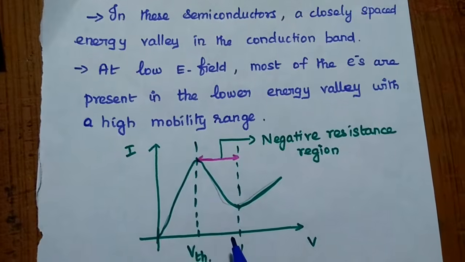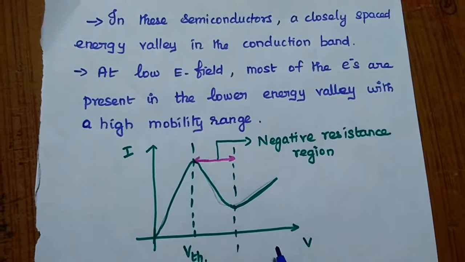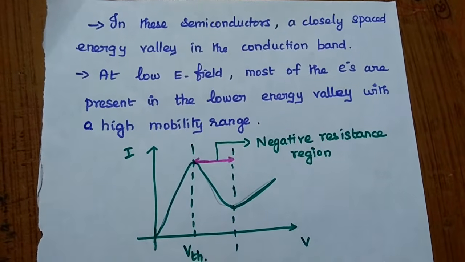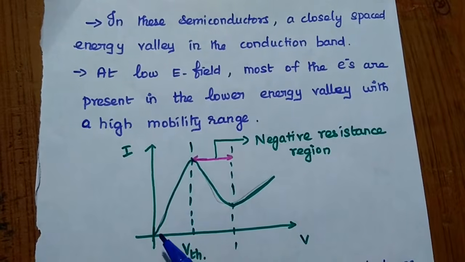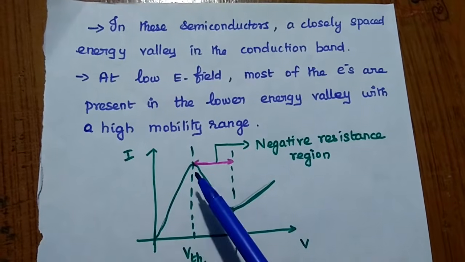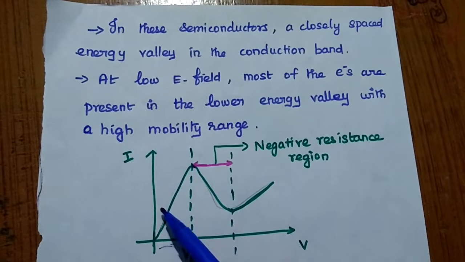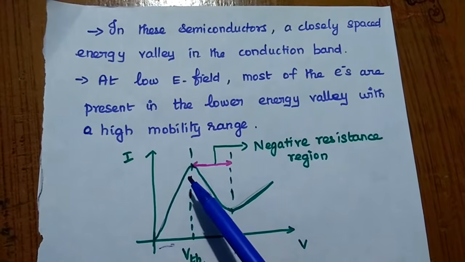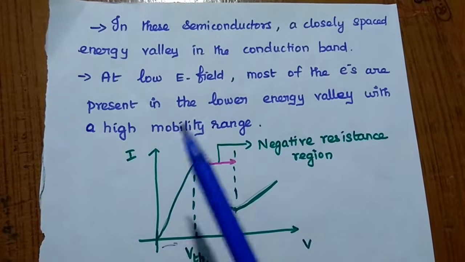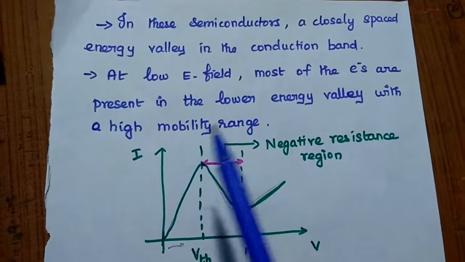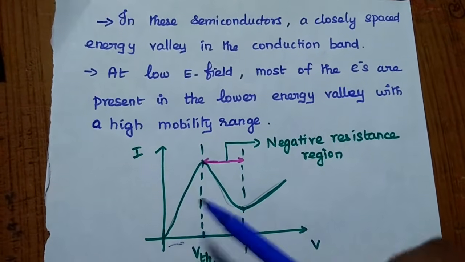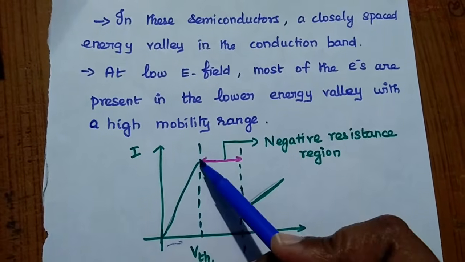As we discussed, here is the VI characteristics of the Gunn diode. The X-axis is the voltage, and the Y-axis is the current. Whenever we give voltage to this Gunn diode, if the voltage increases, the current also increases linearly. At a low electric field, most of the electrons are present in the lower energy valley with high mobility. Lower energy valleys mean the movement of the electrons is very high, so maximum current is produced.